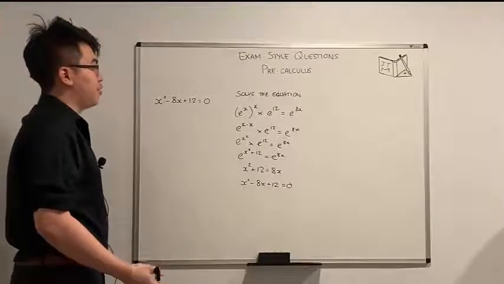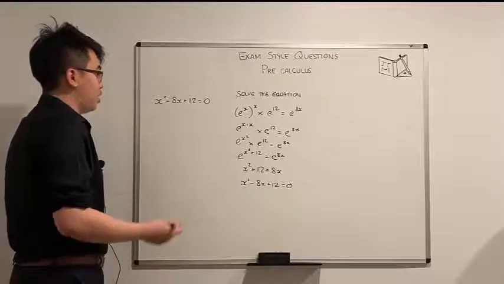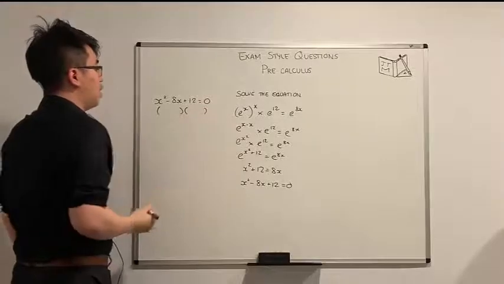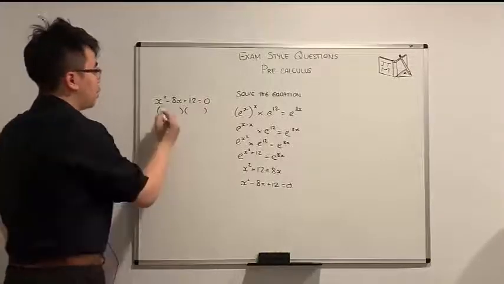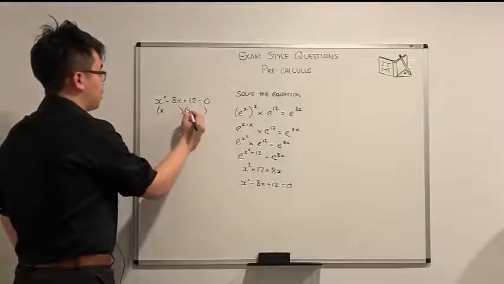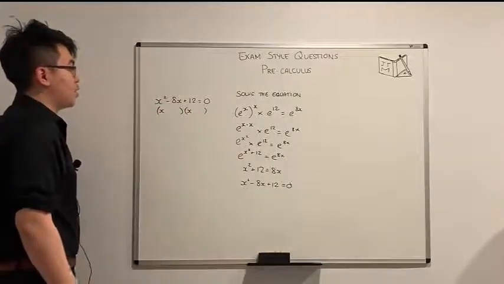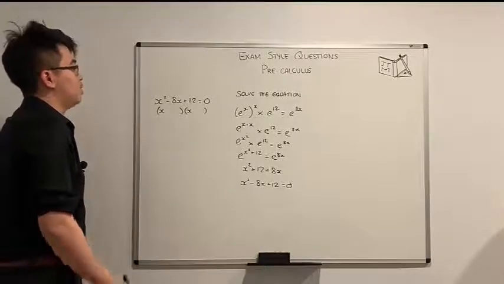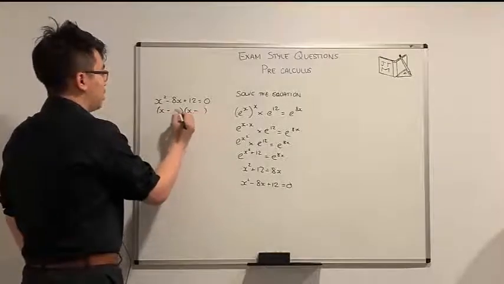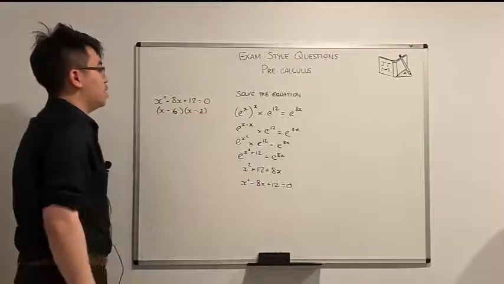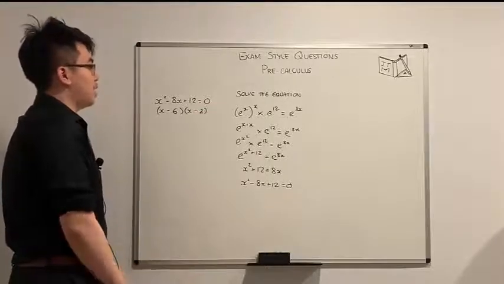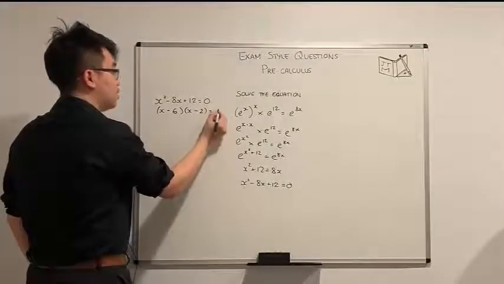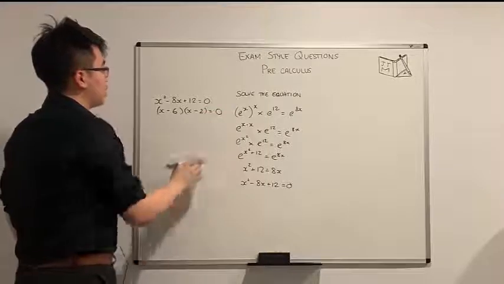Now I always look to see if we can factor first, and luckily it looks like we can. So let's go ahead and have two brackets. And since this is a positive x squared, I know that in each of the brackets there's going to be an x to the power of 1. Now I'm looking for two numbers that multiply to give plus 12 and add together to give minus 8. So I think they're going to be minus 6 and minus 2. Minus 6 plus minus 2 is minus 8, and they multiply to give plus 12. So it looks like these are the correct factors, and we make this equal to 0.